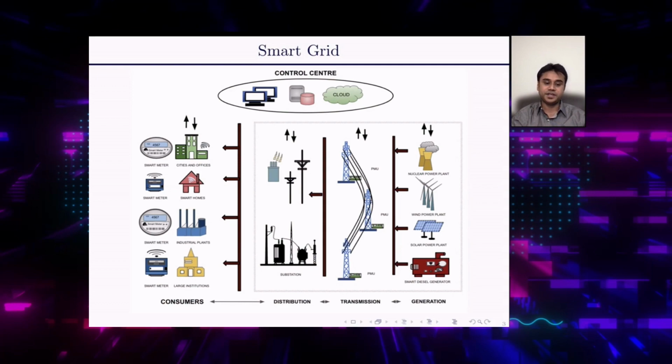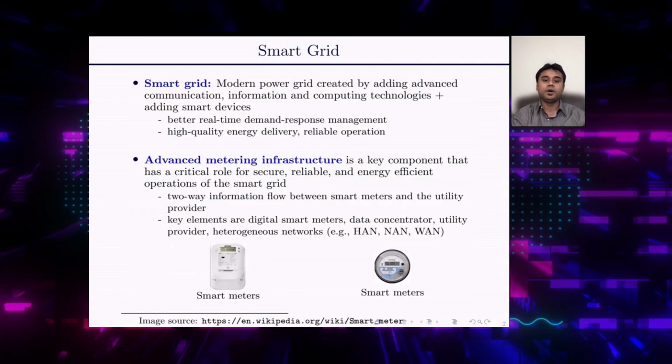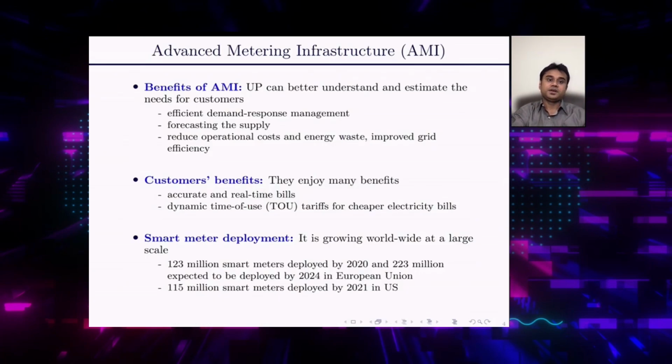And advanced metering infrastructure is in the customer domain. The main purpose of the advanced metering infrastructure is to enable two-way information flow between the smart meter and the utility provider. This information flow is for collecting smart metering data as well as for managing smart meters. So there are various benefits of AMI. For example, a utility provider can better understand and estimate the needs of the customers. So it helps the utility provider to forecast the energy consumption of a particular area in a city.